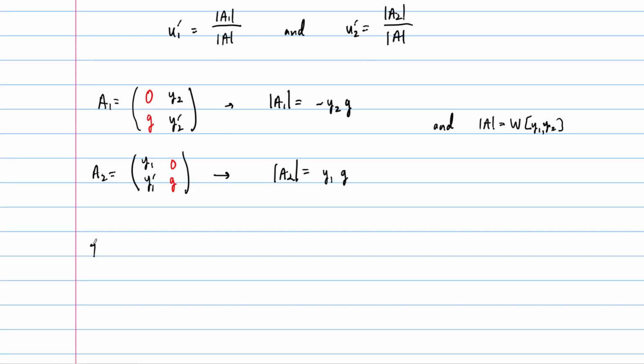Taking all of this into account, what we've obtained is that the derivatives of our coefficient functions, u1 prime and u2 prime, are given by: u1 prime is negative y2 times g over the Wronskian of y1 and y2. Similarly, u2 prime is equal to positive y1 times g over that same Wronskian. So the Wronskian is the denominator of both of these.